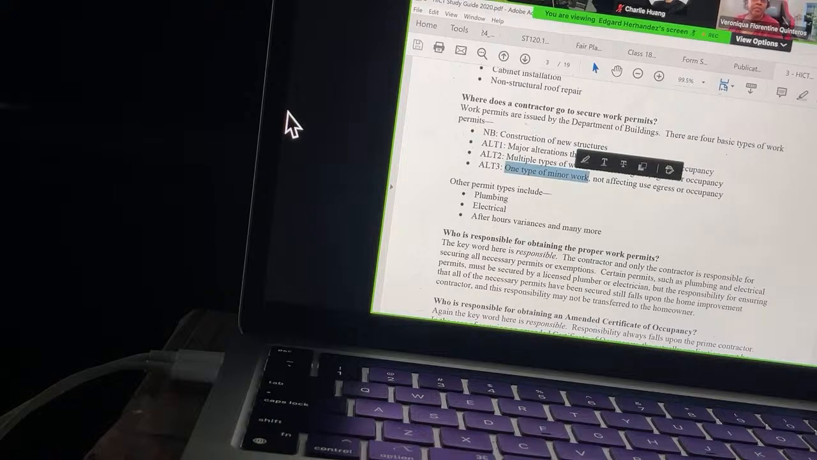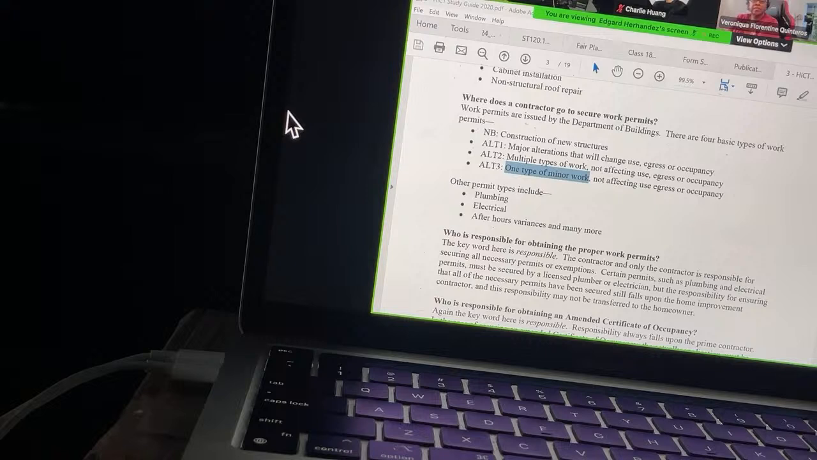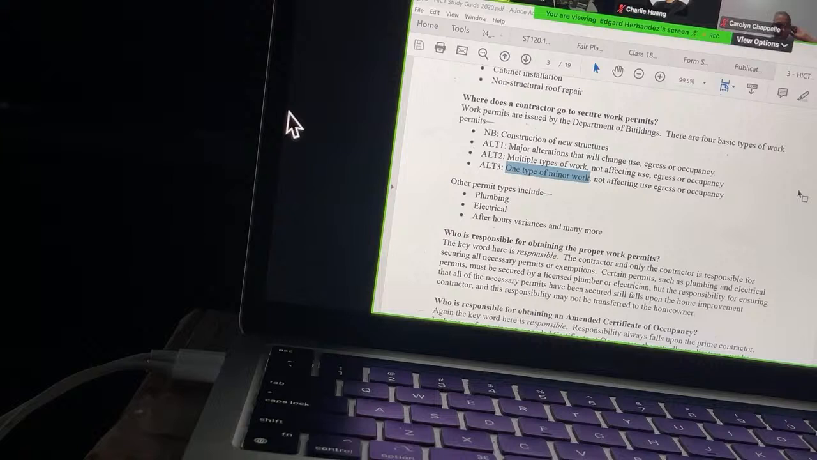Okay? Is it a name of a permit? ALT3? Never heard it. Give me 1 second, Ting. Go ahead, Ting. So ALT3 is a permit name? Yes, it is. Alteration 3.